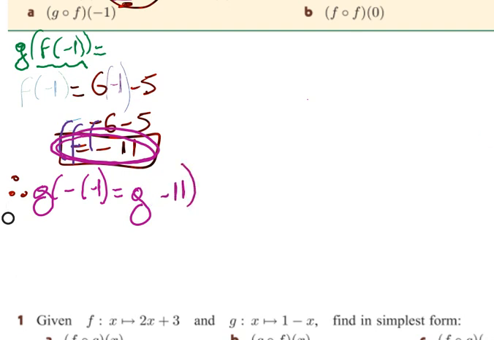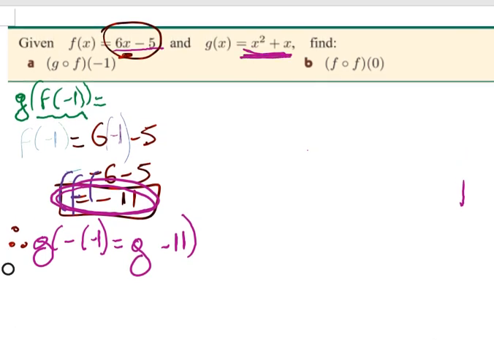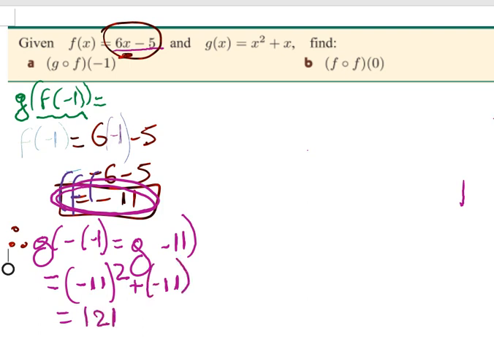So every time now you see the g function, you put minus 11 squared plus minus 11, which is 121 minus 11 equals 110. So this is how we go with this.